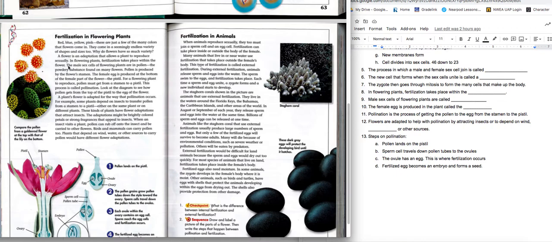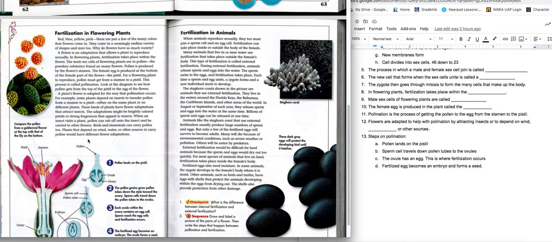That's number 8. The male sex cells in flowering plants are in pollen. That's number 9. The powdery substance found in many flowers. Pollen is produced by the flower's stamen. The female egg is produced at the bottom of the female part of the flower, which is called the pistil. That's number 10. For a flowering plant to reproduce, pollen must get from the stamen to a pistil. This process is called pollination. Number 11, but there's no fill in the blank. Look at the diagram to see how pollen gets from the top of the pistil to the egg of the flower. Okay, we'll go through that in a second.